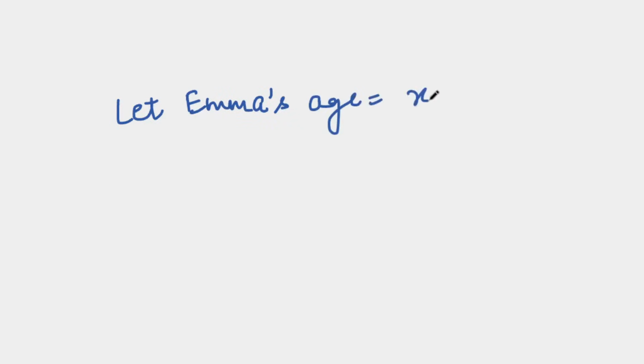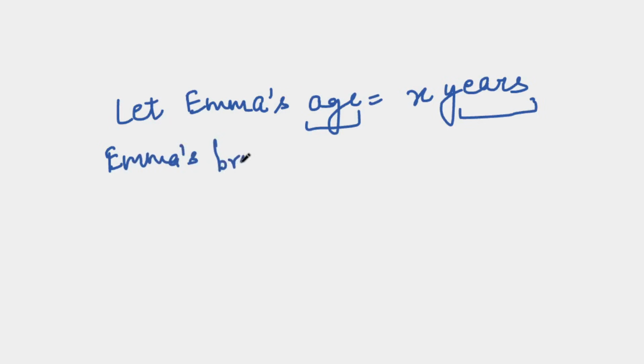Okay, because this is in age, so it will be in years. We can't simply write x. Of course age is a number, but if we are talking about a quantity, we will use the unit accordingly. Here it is age, so we are using years. So Emma's age is x years, let's suppose. Now let's write the relationship between Emma's brother and Emma's age. Okay, so Emma's brother's age is what?